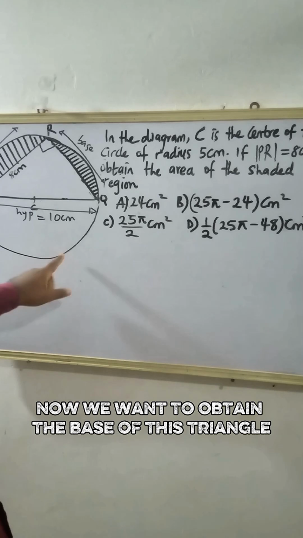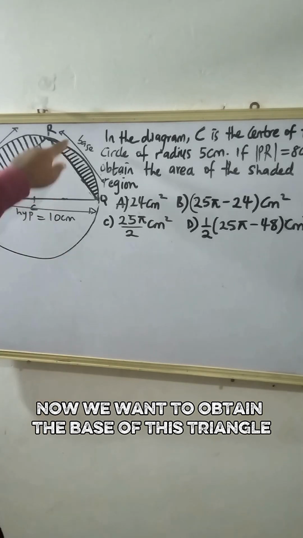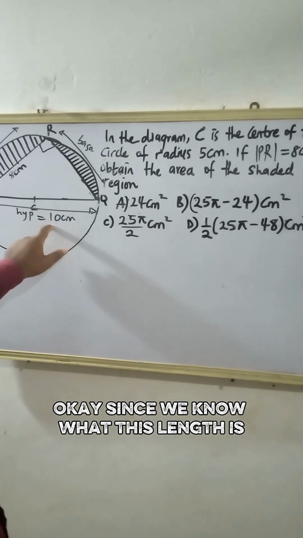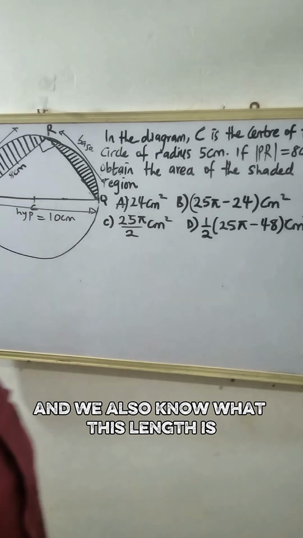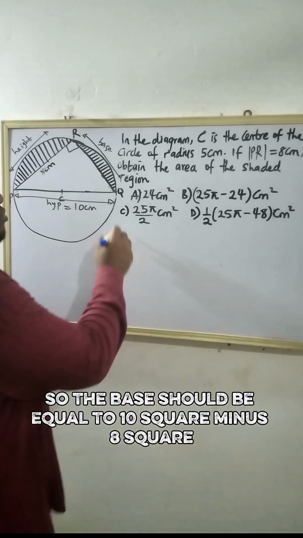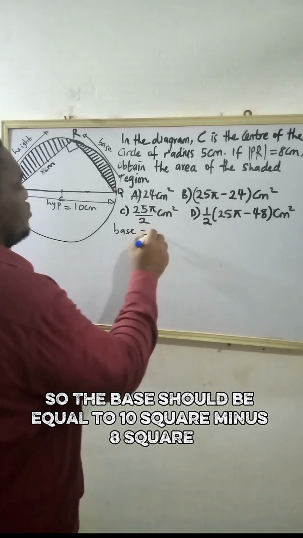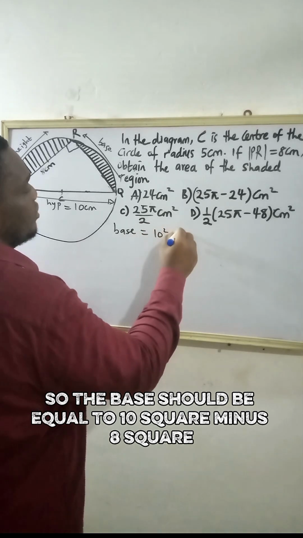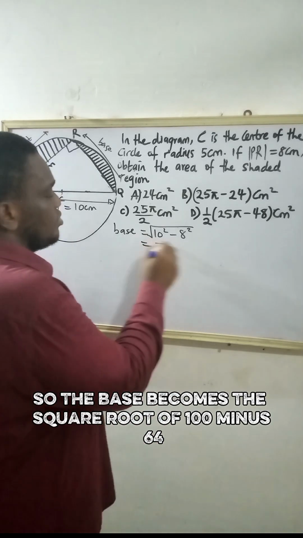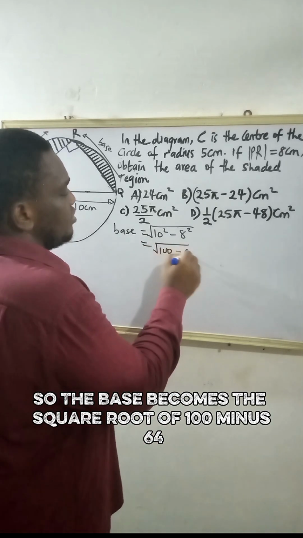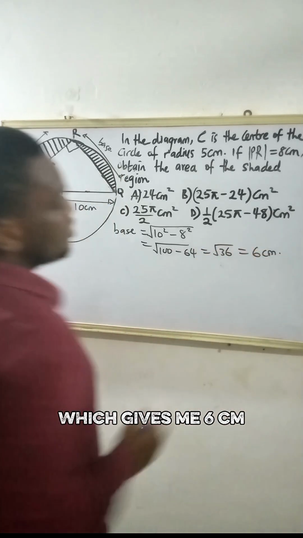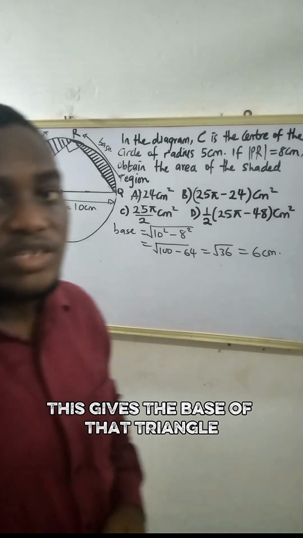Now, we want to obtain the base of this triangle. Okay? Since we know what this length is, and we also know what this length is, from our Pythagoras theorem, we can easily obtain the base. So the base should be equal to the square root of 10 squared minus 8 squared. So the base becomes the square root of 100 minus 64, which is the square root of 36, which gives me 6 centimeters. This gives the base of that triangle.